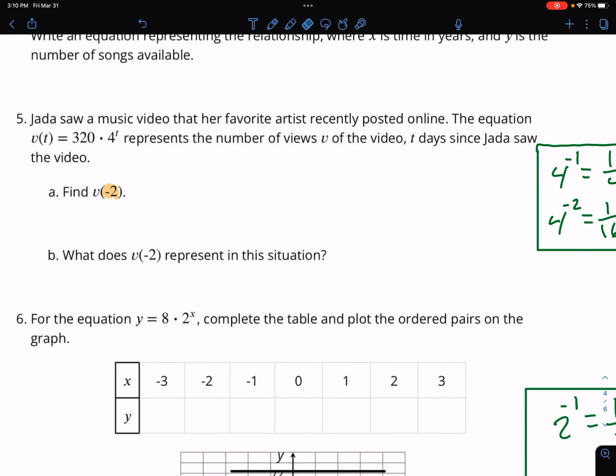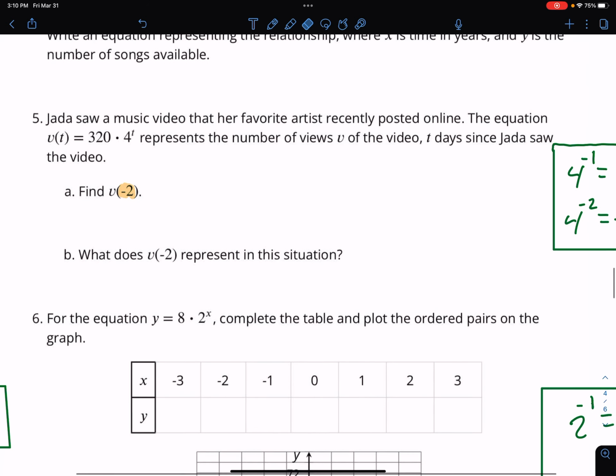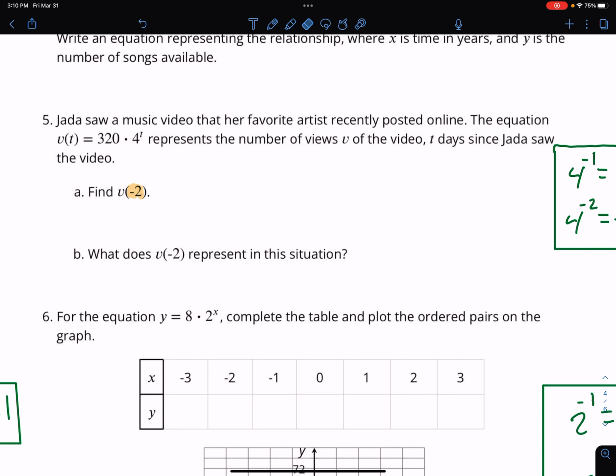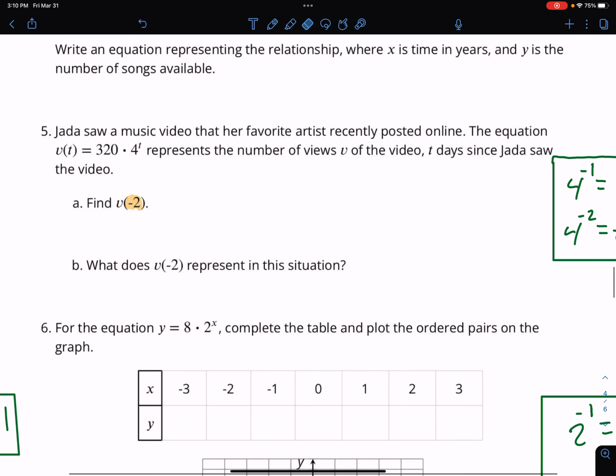Question 5 here. Jada saw a music video that her favorite artist recently posted online. The equation V of T equals 320 times 4 to the power of T represents the number of views, V, of the video, T days since Jada saw the video.